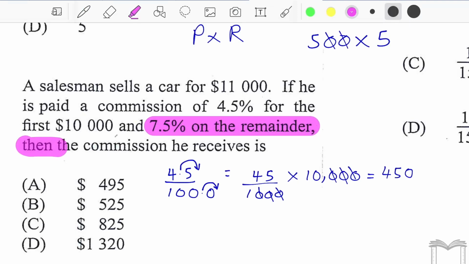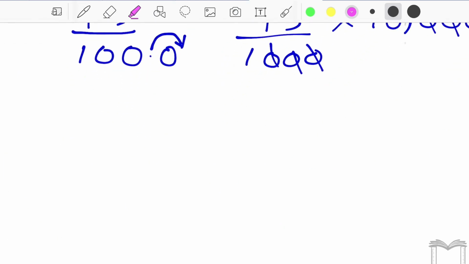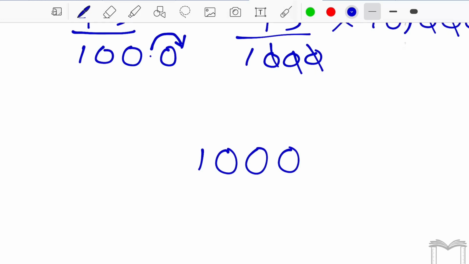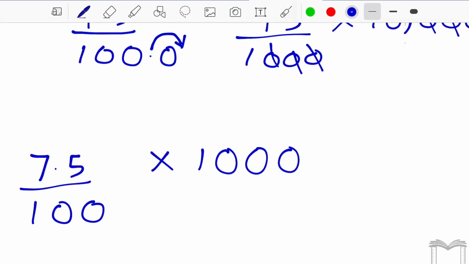So it told us, and 7.5% on the remainder. So the remainder, we start with 11,000. We calculated for the first 10,000, so that will be a remainder of 1,000. 11,000 take away 10,000. So we are finding the commission for the last 1,000, which they told us is 7.5% of that last 1,000. So again, we're going to move the decimal point.